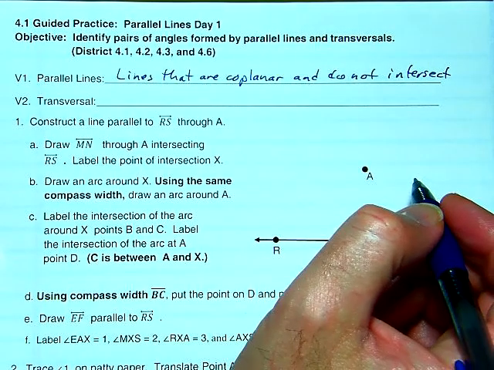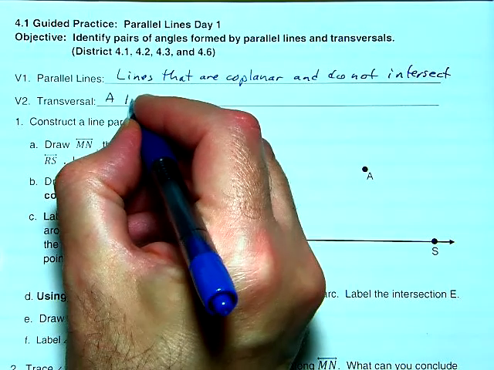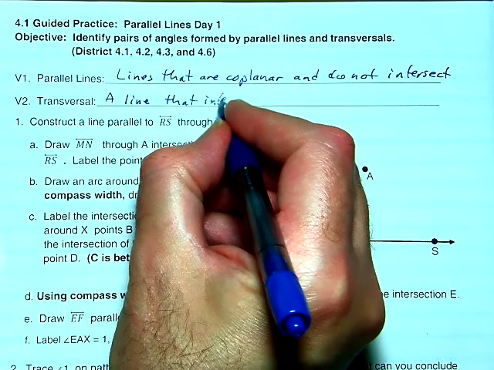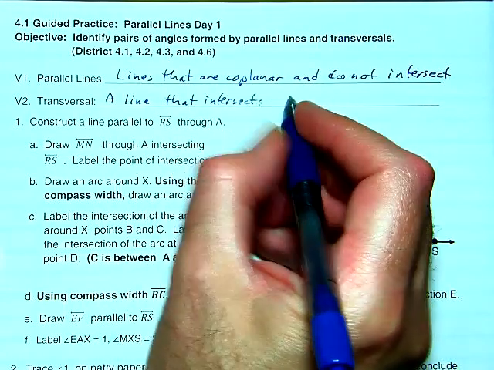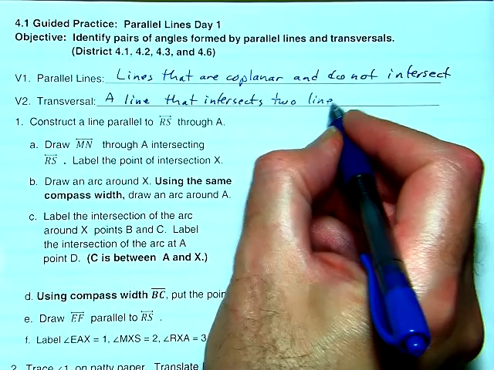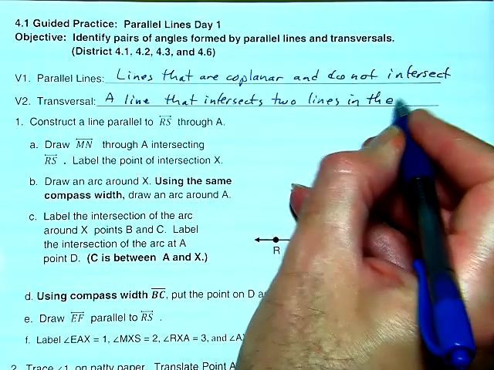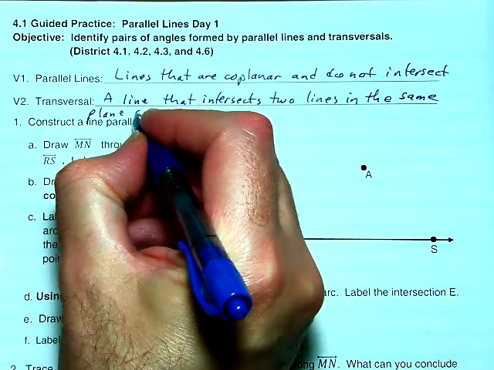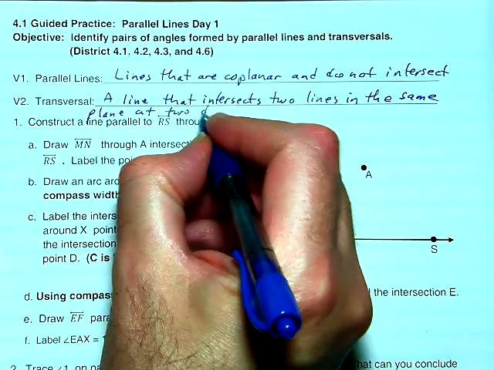And a transversal, again, is a line that intersects two lines in the same plane at two distinct points.